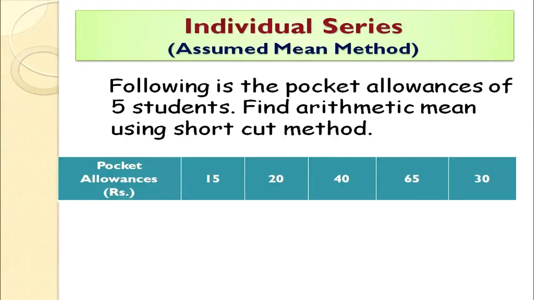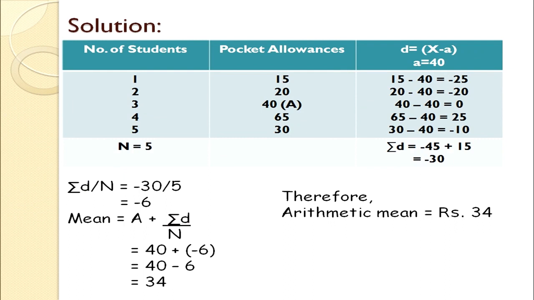Here, the following are the pocket allowances of 5 students. Find arithmetic mean using shortcut method, or you can also say using assumed mean method. Pocket allowances given to us are 15, 20, 40, 65, 30. Students, let us see how we can calculate arithmetic mean in case of individual series by shortcut method. As you can see, the pocket allowances are given, and the number of students is given. There are 5 students in total. Over here, we have marked 40 as assumed average because it is the middlemost value.